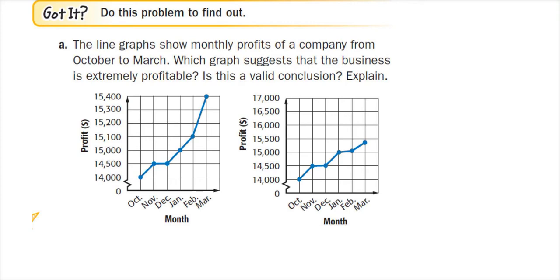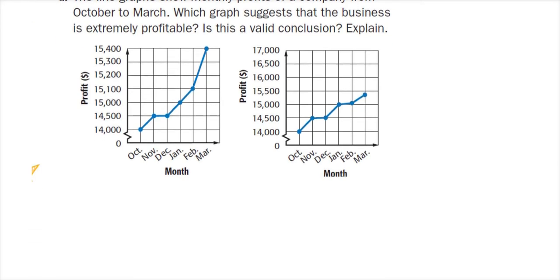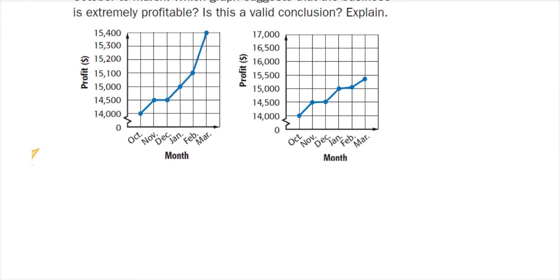I'm going to go ahead and scoot down just a little bit more so I've got more room right here. We just have to have the graphs. We know what all the rest of it says. Okay, so graph A. We'll call this A and this one B. Okay, so graph A shows the business extremely profitable.